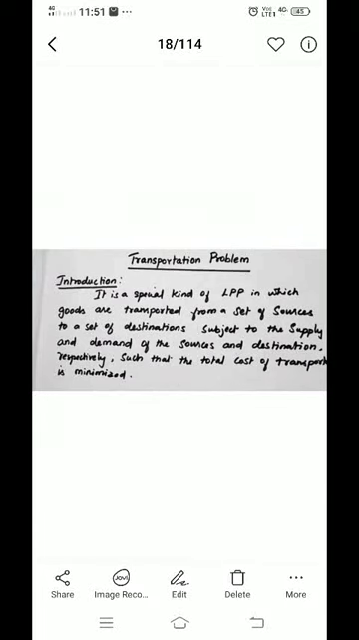Good morning, everyone. Today we are discussing the problems on transportation. Before going for problems, we have some basic introduction regarding the transportation problem.